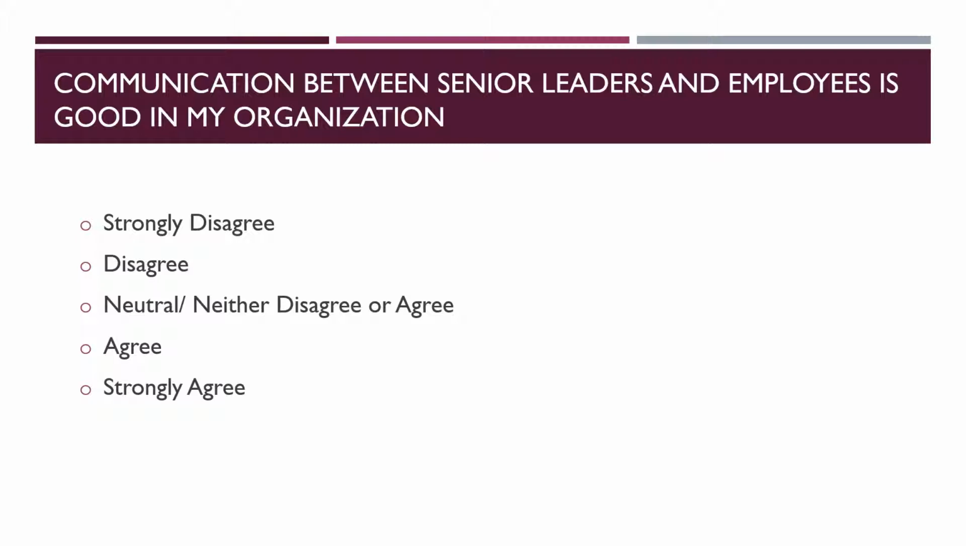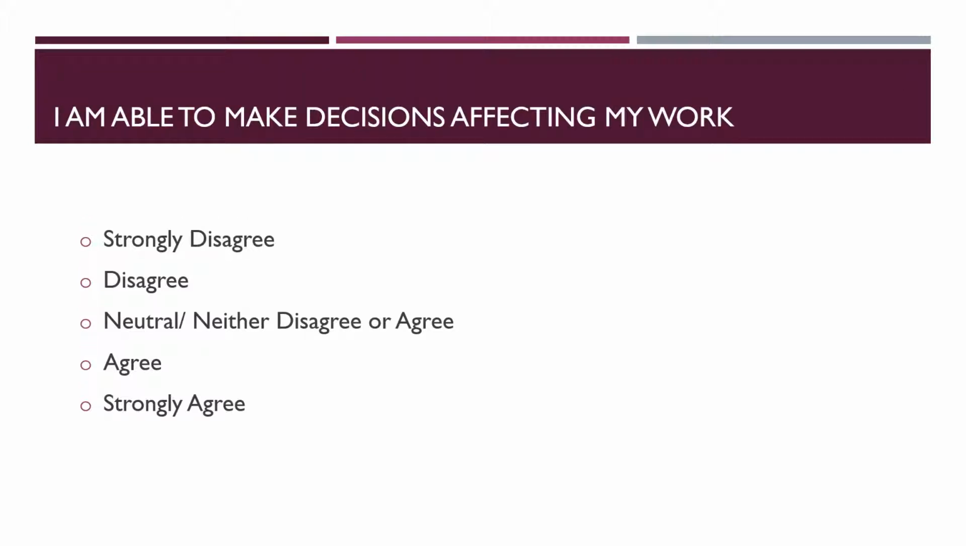The second question is, communication between senior leaders and employees is good within the organization. The employee can choose strongly disagree up to strongly agree. Again, this will allow management to understand how employees are perceiving communication between the leaders. If the leaders are communicating efficiently, then the employees should strongly agree with this statement.